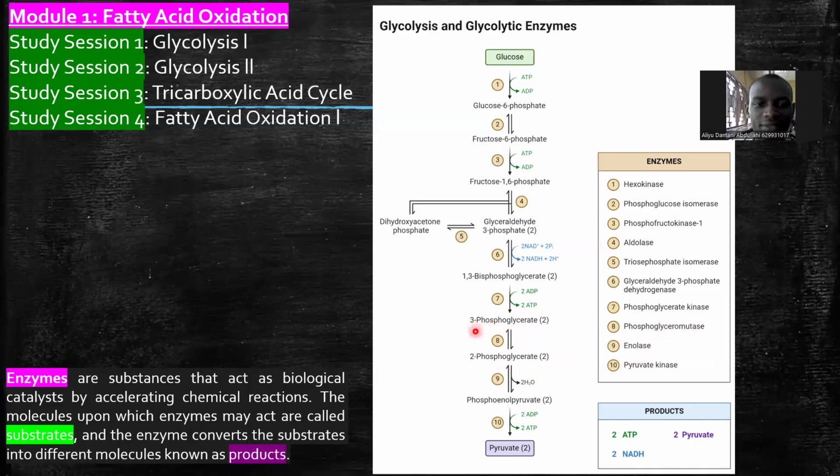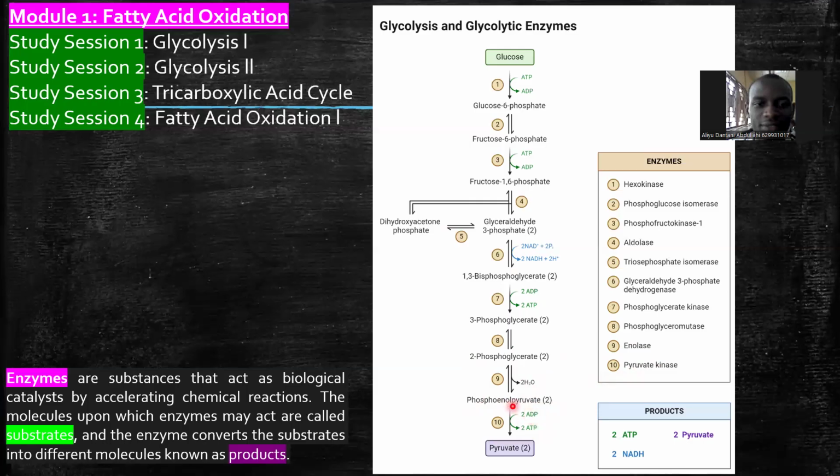It's just the change of the position of the phosphate group from position 3 to position 2. That's why you have this, and a mutase does that. Then 2 molecules of 2-phosphoglycerate are converted to phosphoenol pyruvate. This is a dehydration reaction. Enolase will dehydrate this, and you have the production of phosphoenol pyruvate, and then pyruvate kinase will phosphorylate.